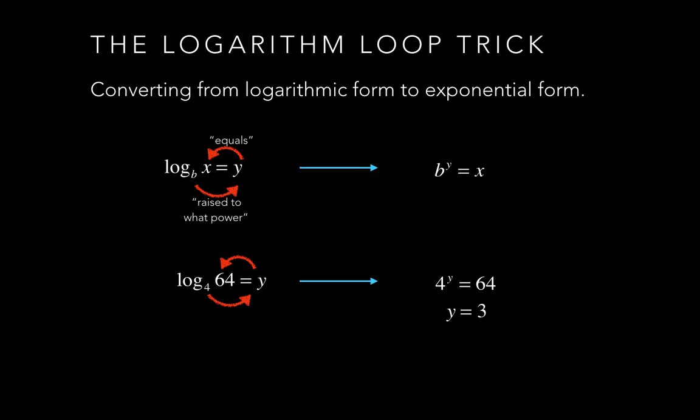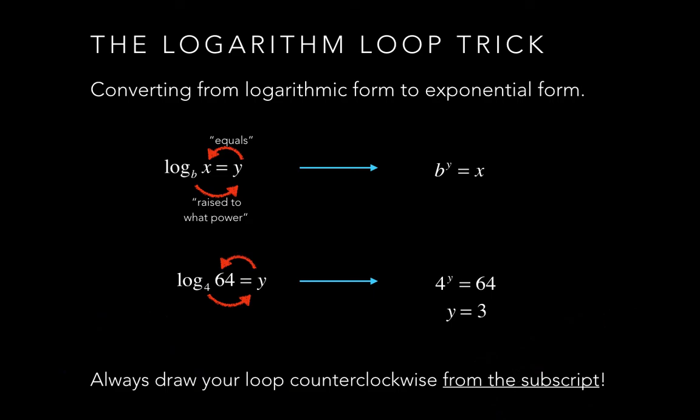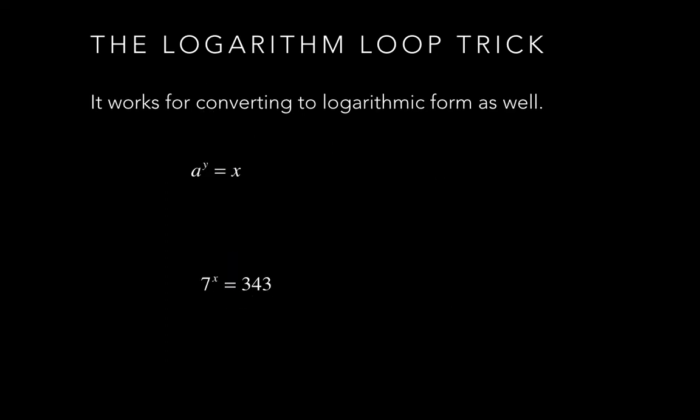Let me take a moment here to say this. Always draw your loop counterclockwise from the subscript, from your base. You always want to start at your base and go counterclockwise. Otherwise, that's how the trick works. This trick also works if you're given exponential form and you want to convert it to logarithmic form. That's one of our objectives. So it's a nice multi-purpose tool, you could think of it.